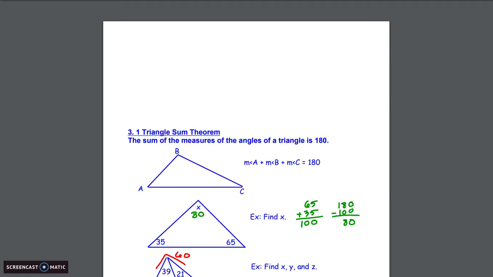Unit 3, new unit, standards 3.1 to 3.2, and we have some new theorems, and this whole unit is about triangles.